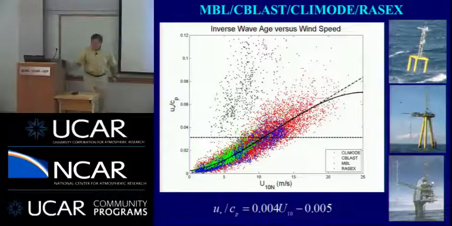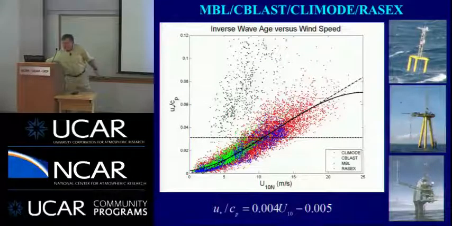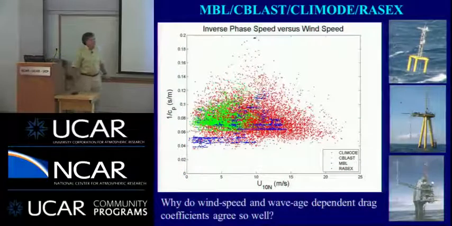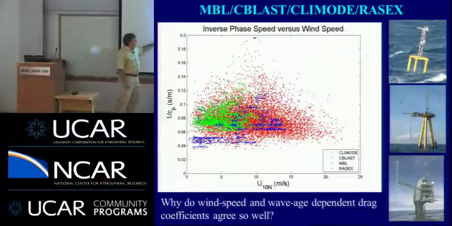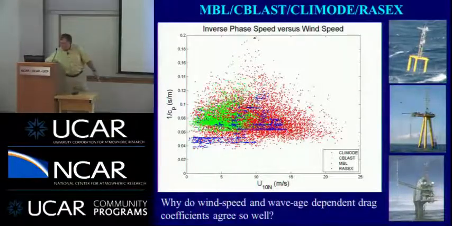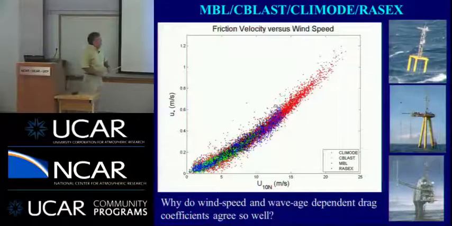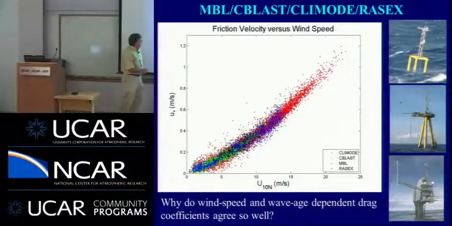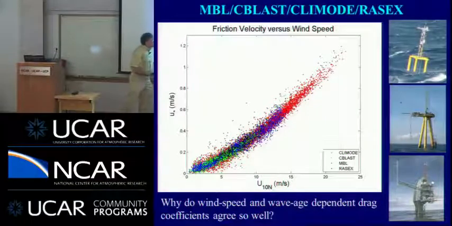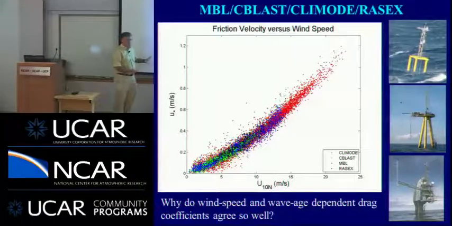So I'm plotting now 1 over c_p here. There's very little wind speed dependence of the phase speed we find. It's just a shotgun blast, right? So really what's giving us that nice parameterization, a nice result, is that the friction velocity has a very strong dependence on wind. Okay, so that's what's driving the show.